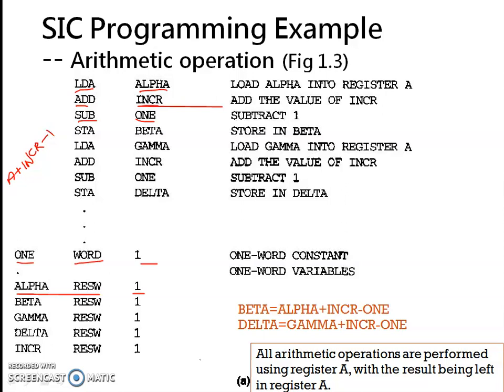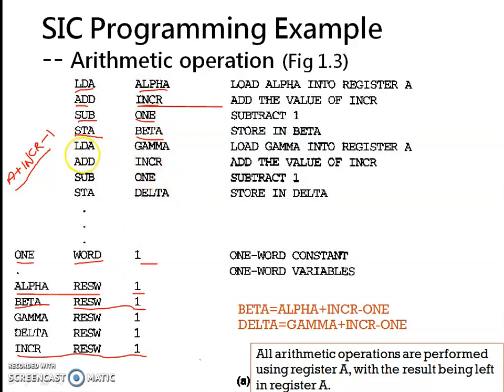Okay. So INCR also is reserved for storing one word. And then store the result to the beta memory location. So beta will be some address label which is reserved for storing one word of information. The accumulator will be having some result of performing this operation, and that needs to be stored in beta.